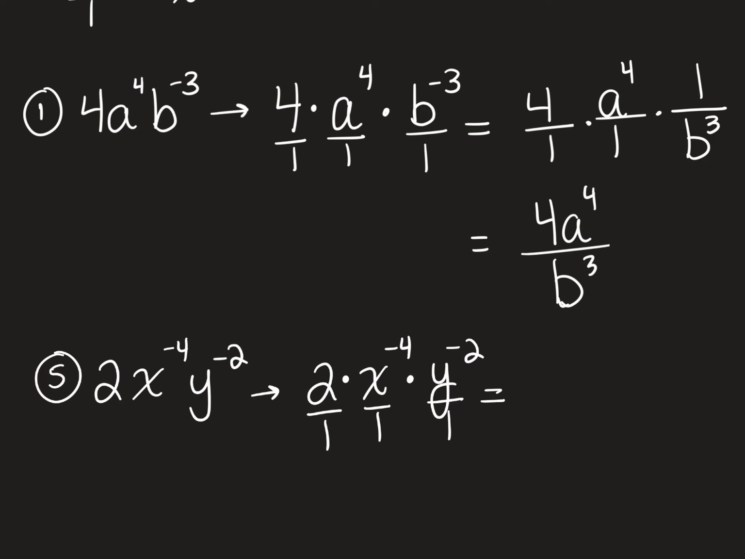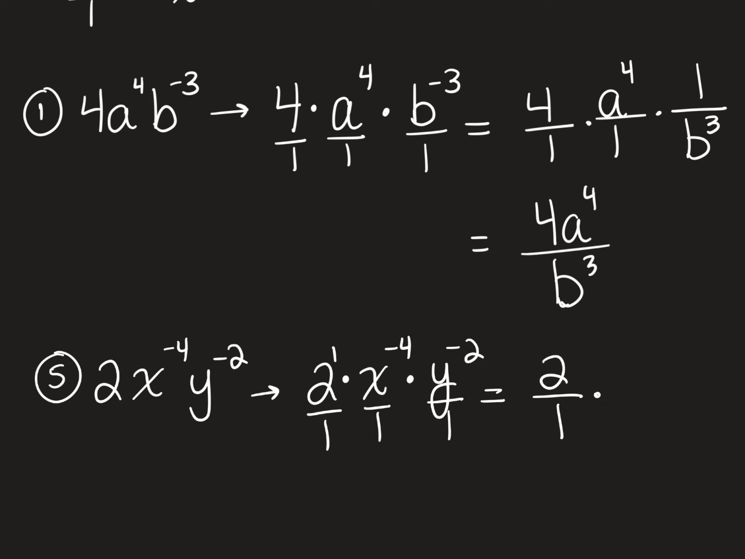Well, let's see. The 2 does not have a negative exponent. It is not 2 to the negative 3 power. It's just, if there's no exponent, 2 to the first. So it's not going to move. It stays in the numerator. So I would have 2 over 1, just stays as is.